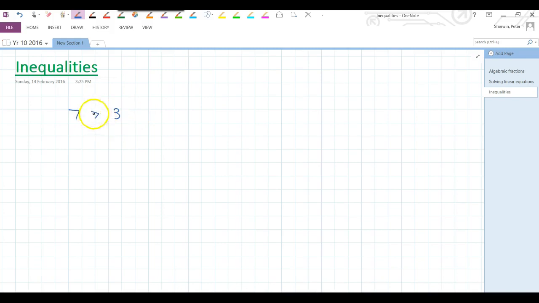And, you know, when I first learned about this, it's the crocodile mouth, isn't it, facing the larger of the two quantities. So if I want to say x is greater than 5, then I'd write it like that. That means x is greater than 5.